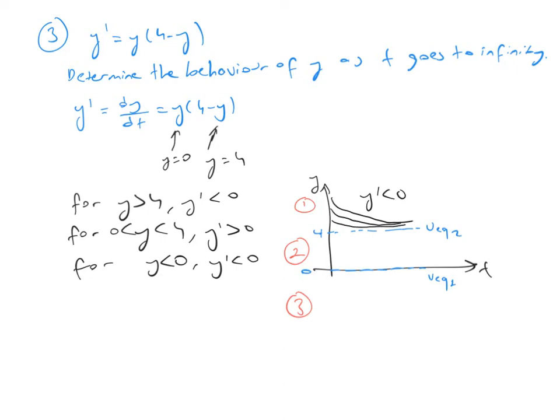And in region 2, y prime is positive. So, the y values that are between 0 and 4 will converge to equilibrium 2, since y prime is positive. And in region 3, y prime is negative. So in region 3, since y prime is negative, the y values that are smaller than 0 will diverge from 0.